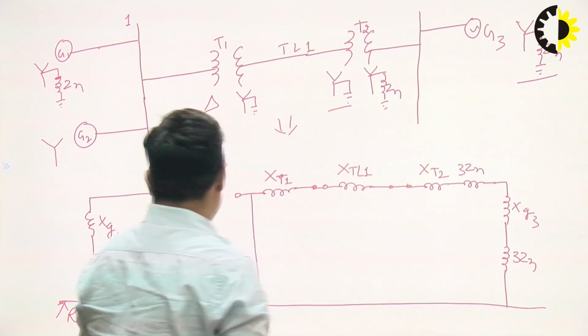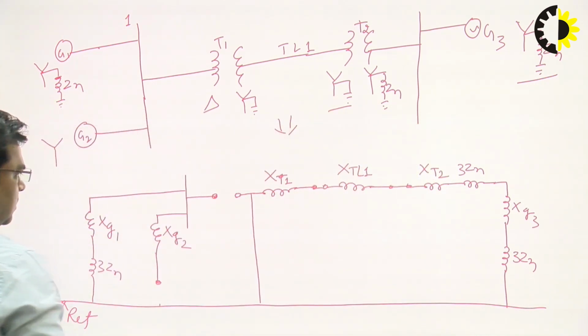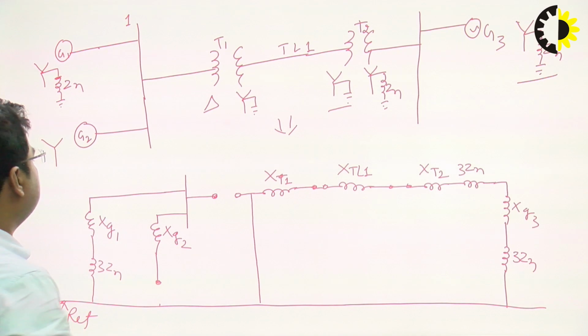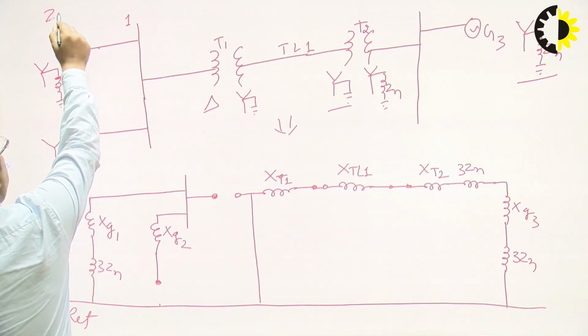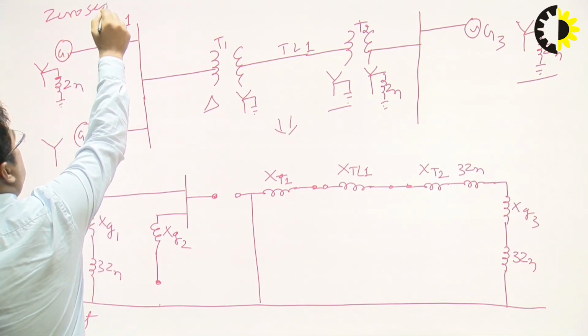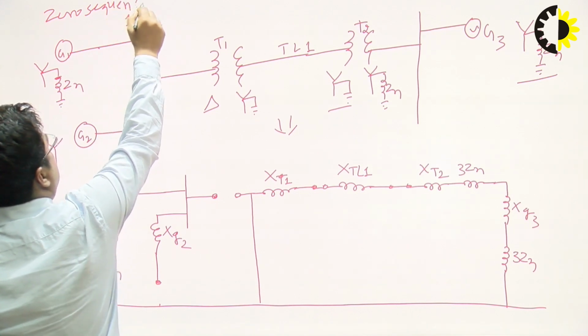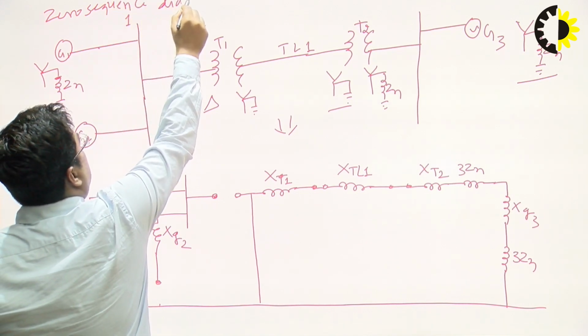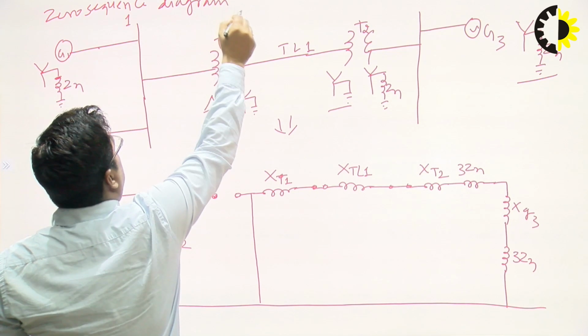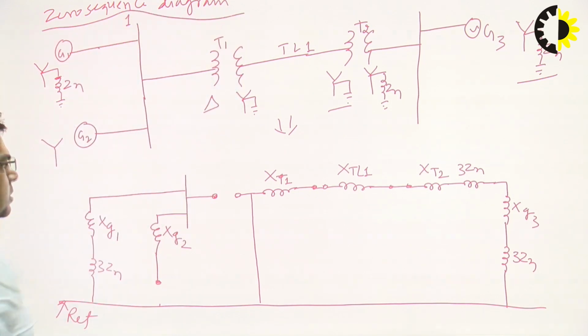So this is the zero sequence diagram for this power system.